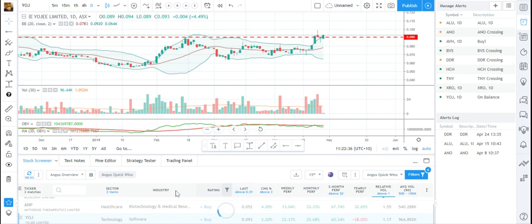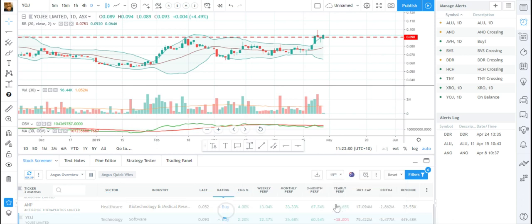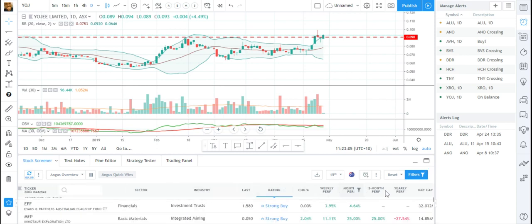If I click overview, you can see that's where I look at things like the market cap, the EBITDA and the revenue. These are things I might use when I'm looking at my more expensive type stocks. The other one that I do is I have a thing called reset, which I added. All it basically does is keep all my columns, but take away all my filters.